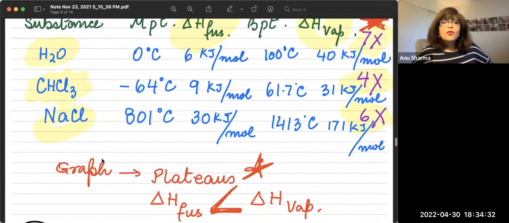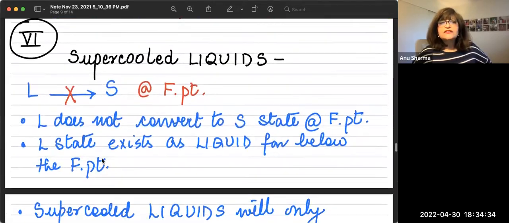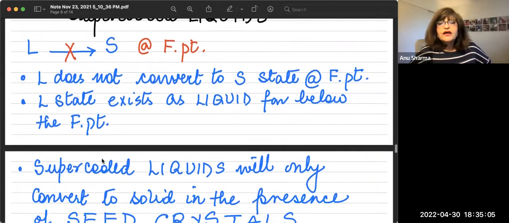Now, next we are looking at the concept of supercooled liquids. What are supercooled liquids? Supercooled liquids are cooled even below their freezing point. In other words, water will not convert into ice. This is supercooled water at 0 degrees centigrade. Water does not convert to ice. A liquid does not convert to a solid state at its freezing point. That is a supercooled liquid. It remains liquid at that temperature. The liquid state exists as a liquid far below its freezing point.